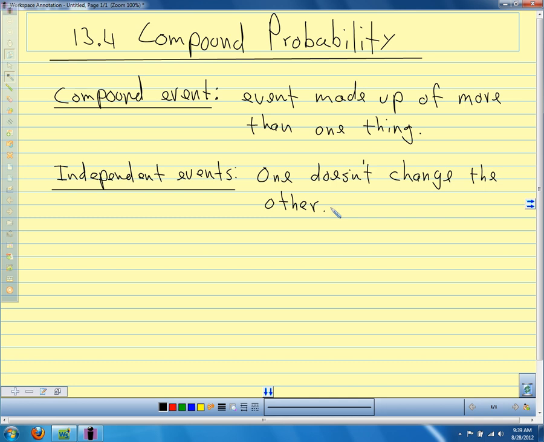We'll talk about dependent events in just a second, and then we'll talk about what would change. I'll give an example with the deck of cards for dependent events, where one changes the other. So independent, just like they sound, one doesn't change the other. Dependent, it's just the opposite. One does change the other.